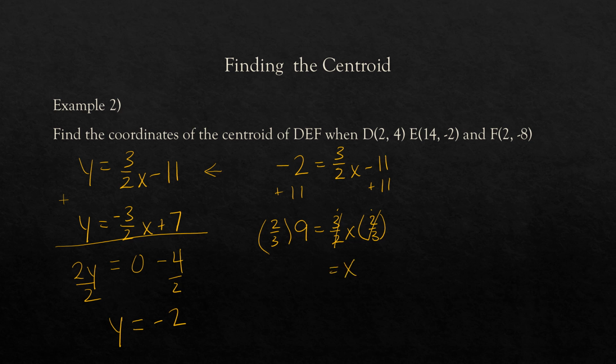9 times 2 over 3. So I could cancel here, or I reduce, or I could just say 2 times 9 is 18, divided by 3 is 6. So I have my x and my y for the intersection between these two medians. So the centroid, or where the medians intersect, is going to be at the point (6, -2).